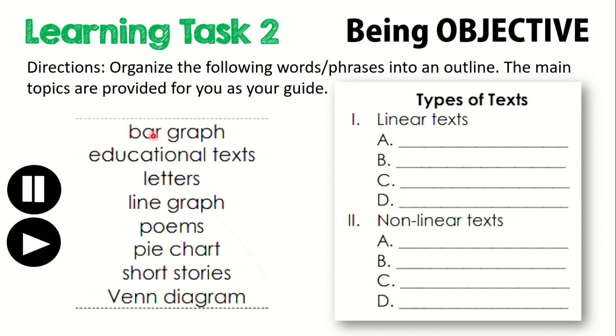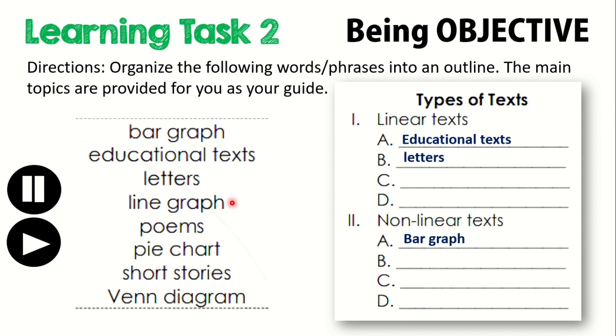Bar graphs. Is it linear or non-linear text? What is your answer? Correct. It is a non-linear text. Next, educational texts. These are the texts that are found in your books. What is your answer? Educational text is a linear text. Very good. Next, how about letters? Your answer? Very good.